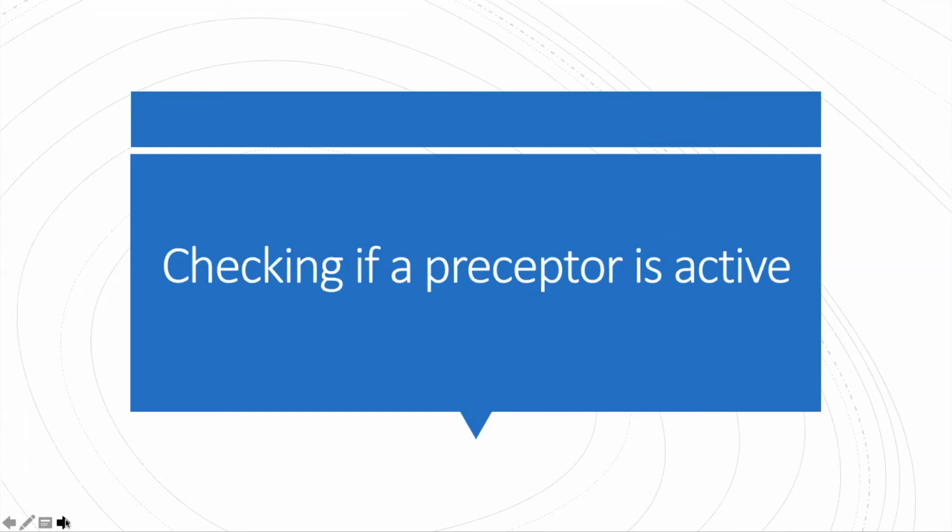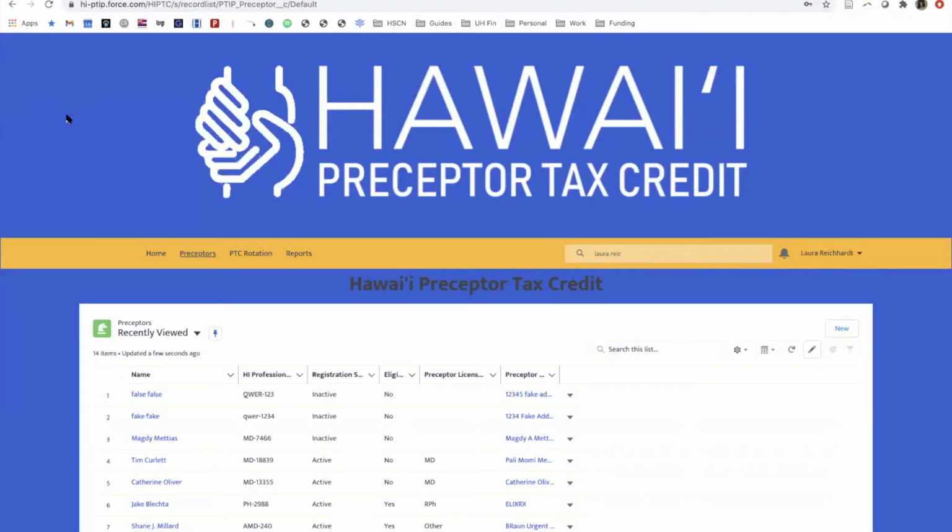Now let's review how to check if a preceptor is active. This will help you identify if you need to reach out to the preceptor and encourage them to attest information and become eligible to receive tax credits. Now let's review if a preceptor is active.